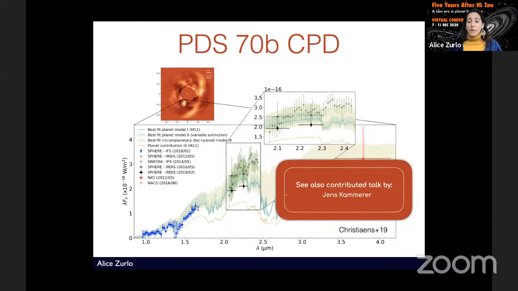And also, I saw that there is a contributed talk by Jens Kammerer, who is presenting some results by GRAVITY about the same planet and about the CPD. So I really strongly encourage you to see his contributed talk.